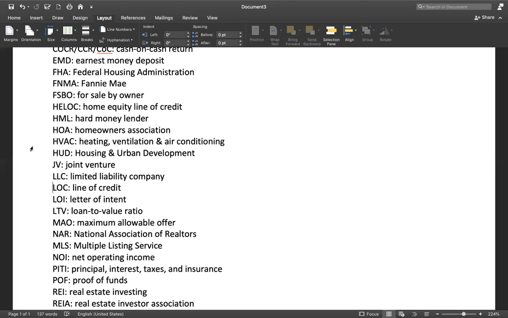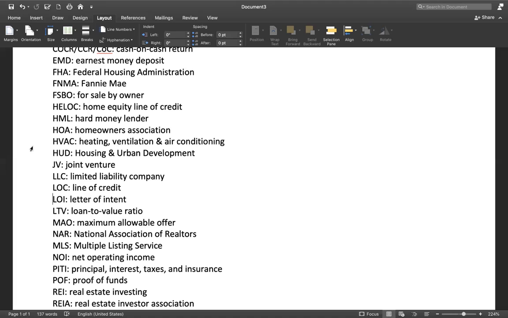LOC is a line of credit. So it's similar to the HELOC that we talked about earlier, except for your house. This isn't your home equity line of credit. This is just a business or personal line of credit from the bank that you could draw from to fund real estate projects.